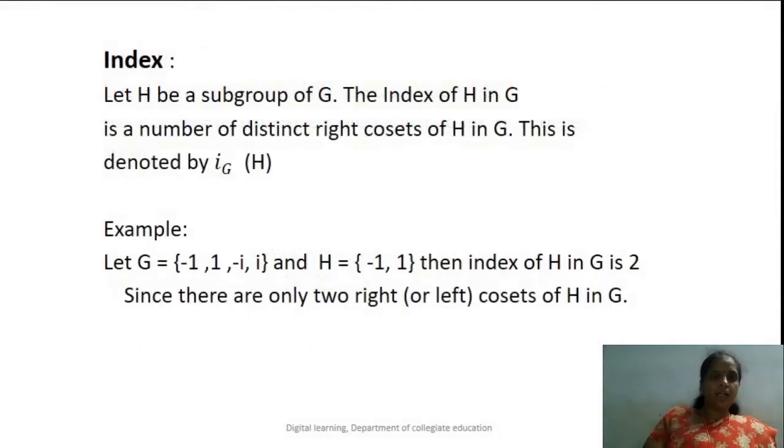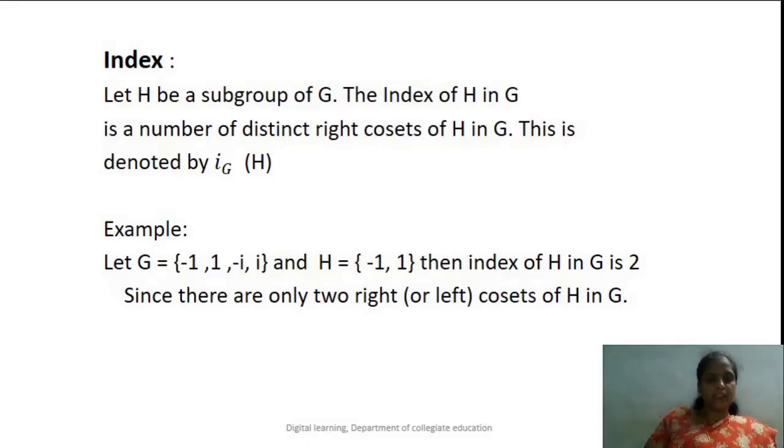Next is about the index. Let H be a subgroup of G. The index of H in G is the number of distinct right cosets of H in G. It may be the distinct left cosets or the distinct right cosets of H in G. This is denoted by [G:H].